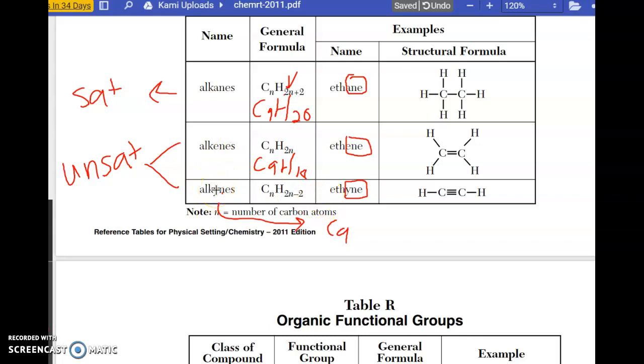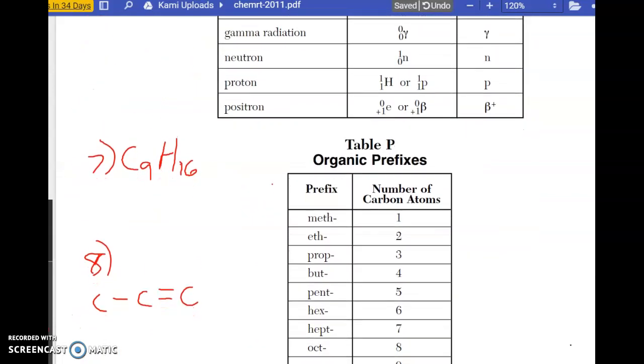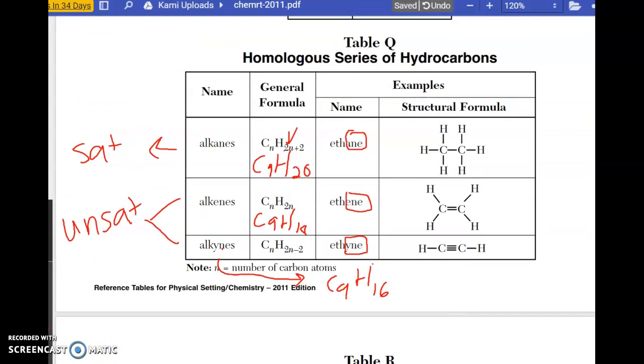If we plug in for this one, we know we have C9, so plugging in 9 for N on the H side, 2 times 9 is 18, minus 2 brings us to 16. So our H is 16. That is in fact the same formula as shown in number 7. So this has to be an alkyne. This is the winner.